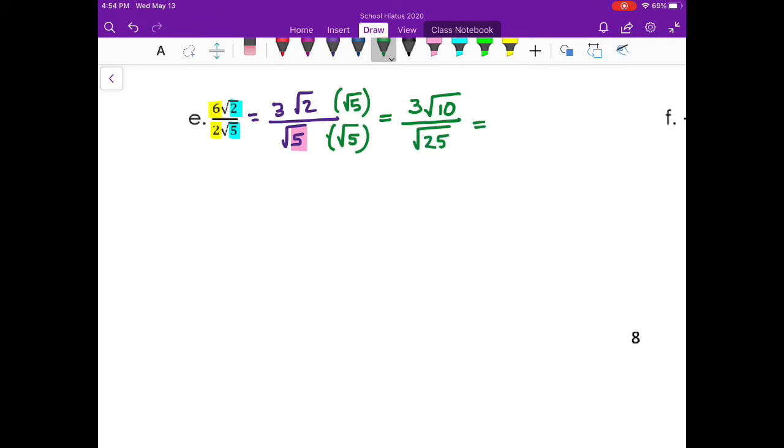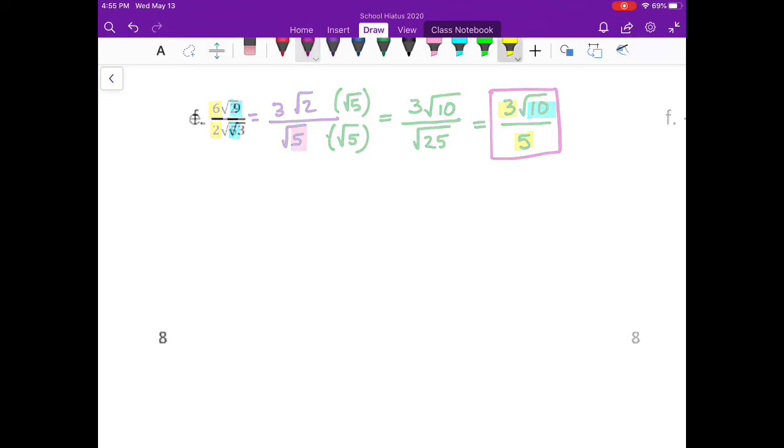Now we're ready to simplify. We'll have a 5 on the denominator of our fraction because the square root of 25 is 5, and we'll have 3 radical 10 on the top. It's very tempting to want to simplify the 10 over 5, but the 3 and the 5 are on the outside of a radical, and the 10 is on the inside. So the 10 and the 5 cannot simplify together, and this is in simplest radical form.